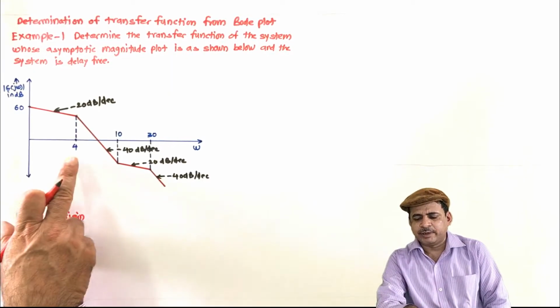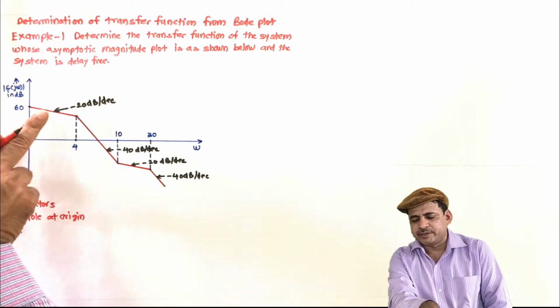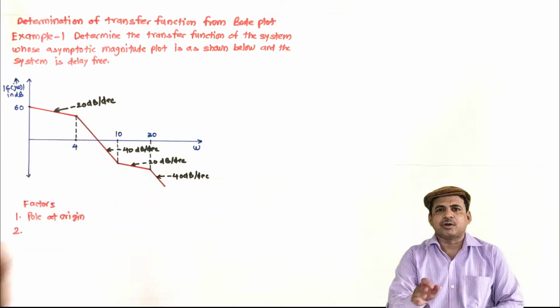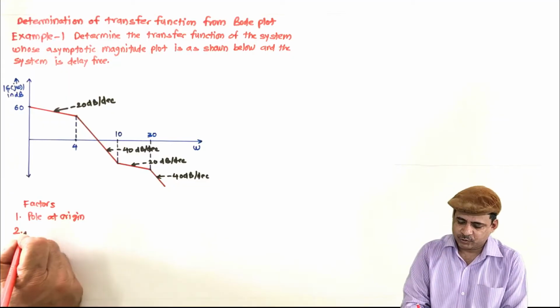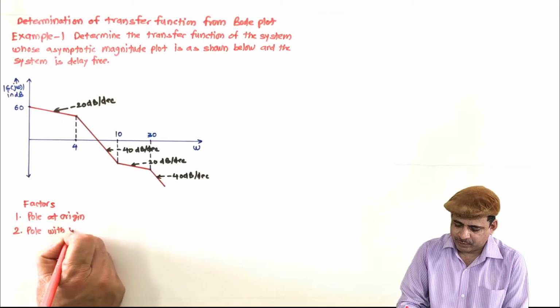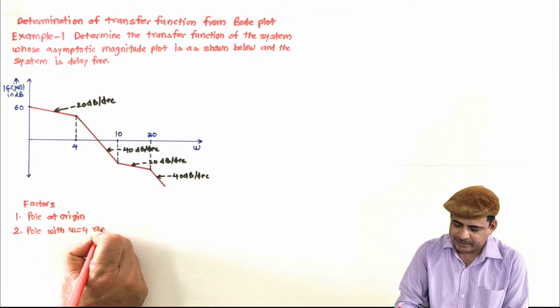Second, at omega equal to 4, the slope is changing from minus 20 to minus 40. That means at omega equal to 4, another pole is added. So we get the information that there is a pole with omega equal to 4 radian per second.